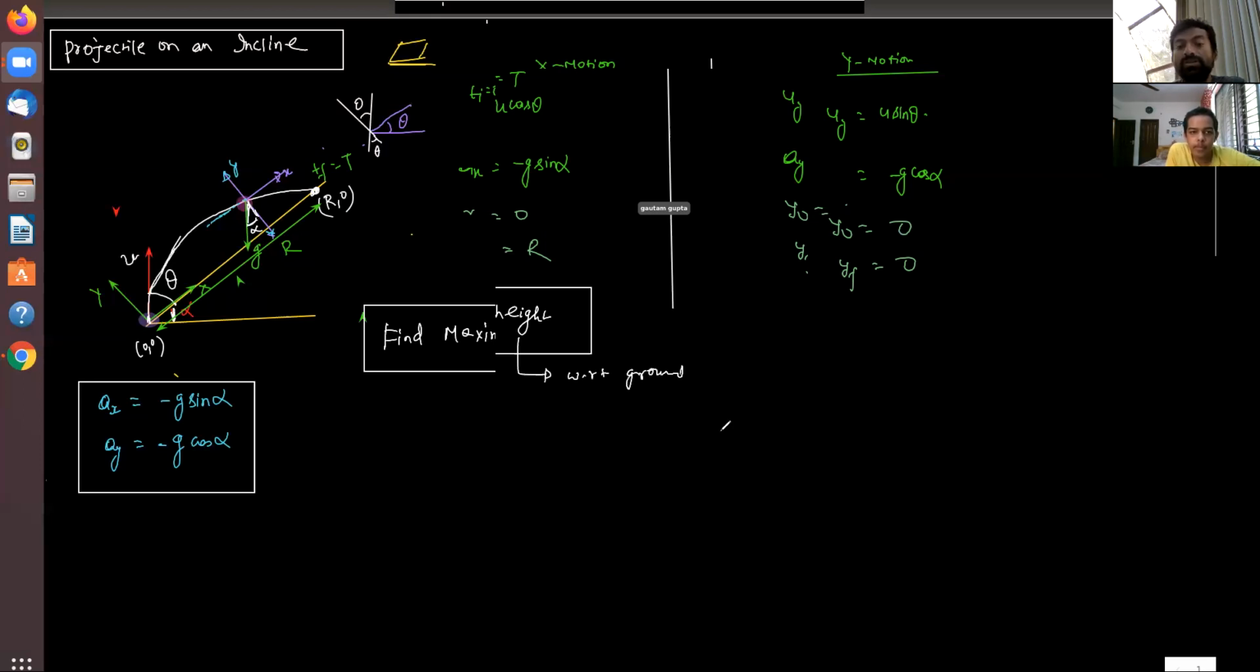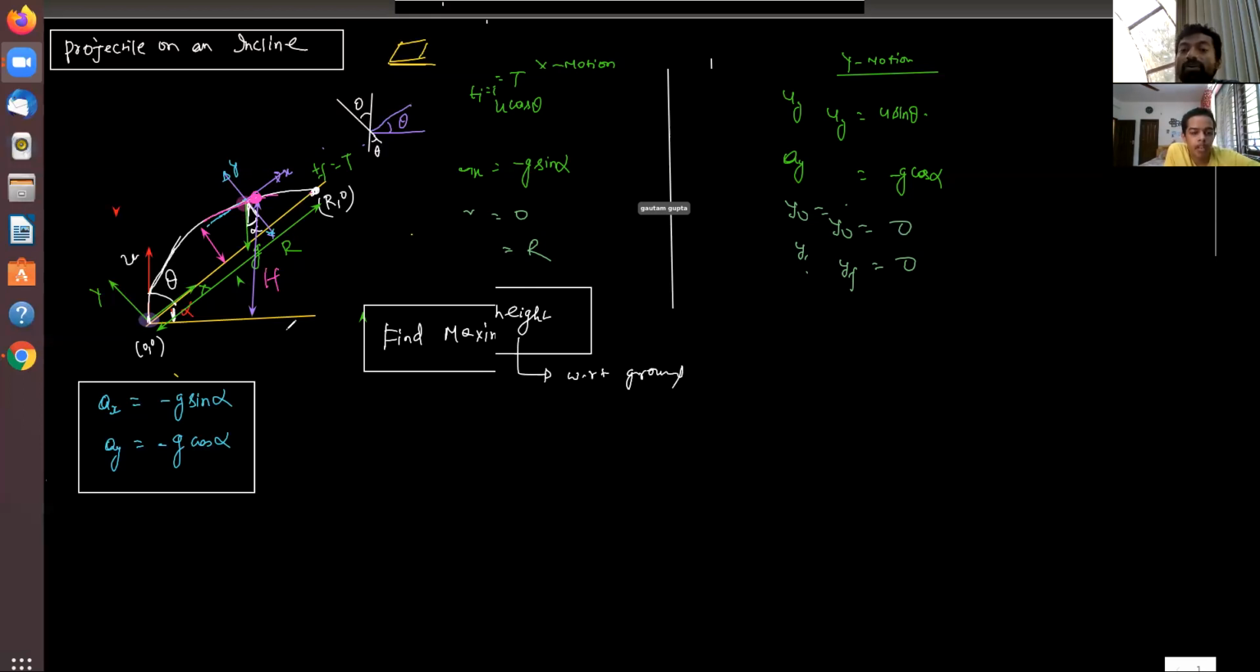Okay, understood? So let's say with respect to ground, where is the maximum height? I think this point is the maximum height, right? Yes, sir. This point is the maximum height with respect to ground. With respect to incline, this is the maximum height, but with respect to ground, it further goes, right? So this is the maximum. Now it comes down. So this is the maximum height point with respect to ground. Let us call that h. Is it clear?